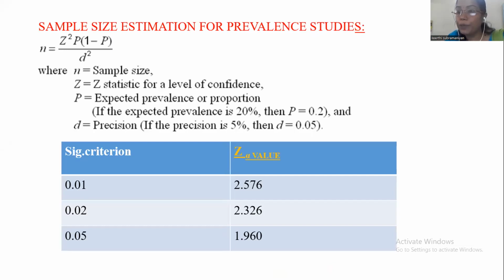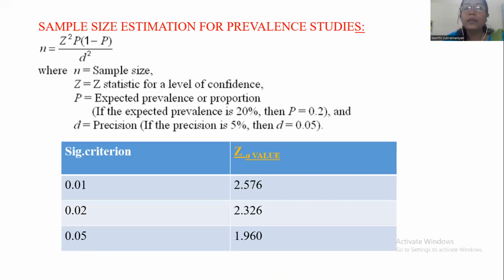Coming to prevalence studies, somebody had messaged me about the prevalence study. So how are we calculating it? Calculation of sample size for observational study. Yes, observational studies include your cross-sectional studies and analytical studies.